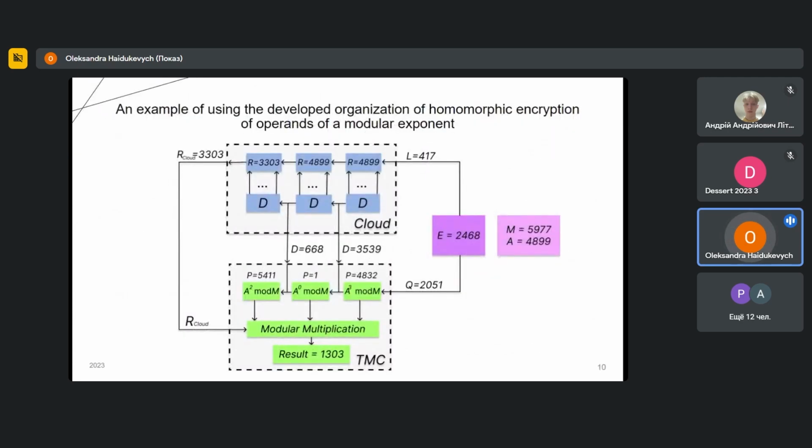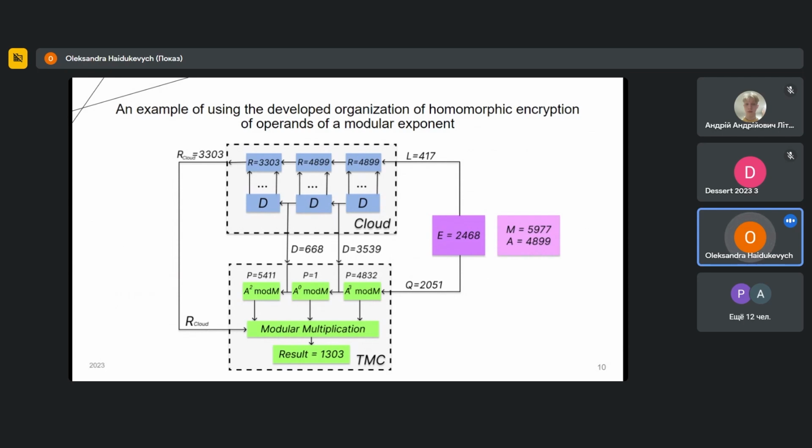The described organization of homomorphic encryption of the operands of the modular exponent is illustrated by the following example. Let the modular exponent be calculated for the following values of module M, A, and E. In the first step, the length of the interval h equals 5 is selected. The number of intervals k equals 3 is calculated. The values q0 equals 3, q1 equals 0, and q2 equals 2 are selected. The code q equals 2051 is calculated.